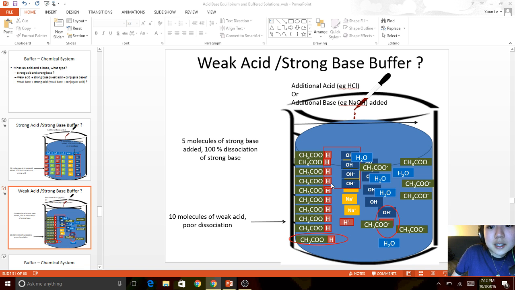So if an acid was added to the solution, then it would react with the free acetate ions, and then same thing for a base. If a base was added, it would either react with the free hydrogens or the free acetate ions.